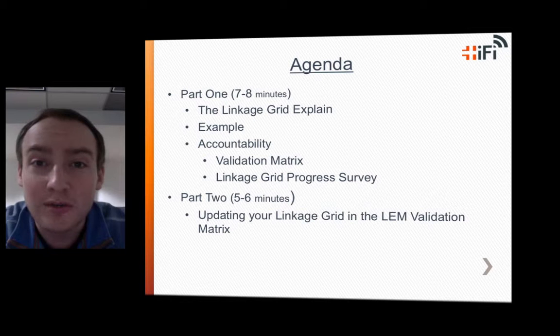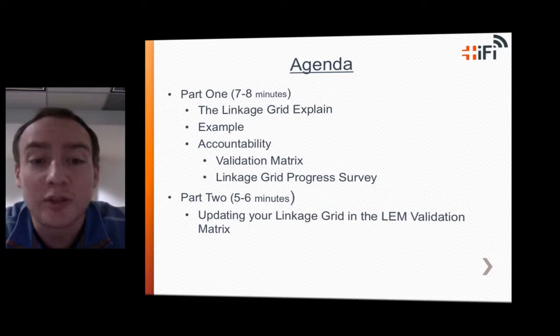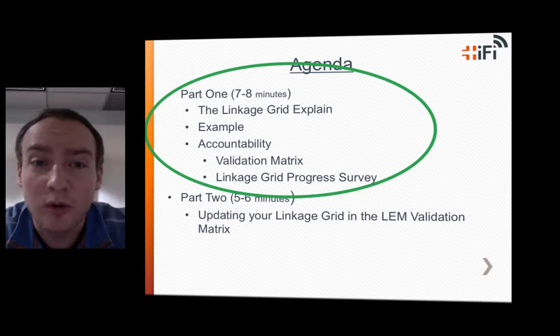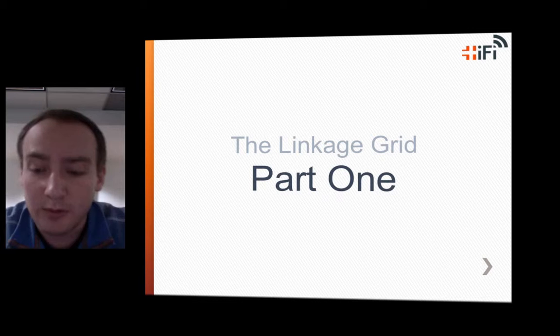So here is the agenda for this series. In part one, which will be 7 to 8 minutes, we'll explain the linkage grid, providing an example, and then end that session by discussing the accountability and the ways that you'll be held accountable for completing the items on the linkage grid. And then in session 2, we'll actually take you into the LEM and the validation matrix and explain how you'll update your linkage grid monthly prior to your monthly meeting. So as mentioned, in this video, we'll only cover part 1 in explaining the linkage grid.